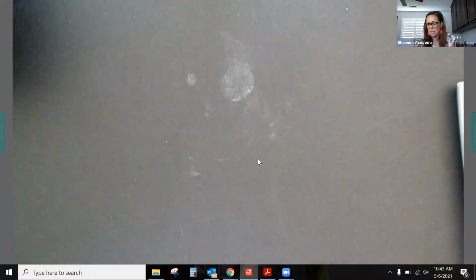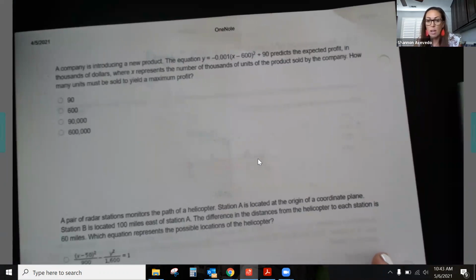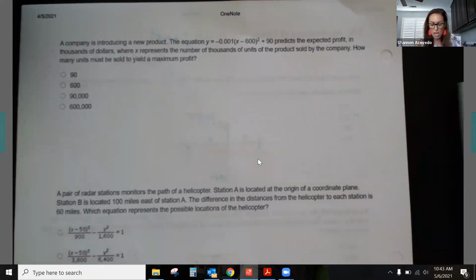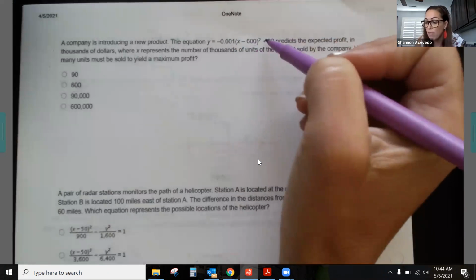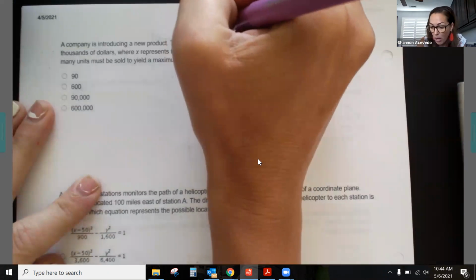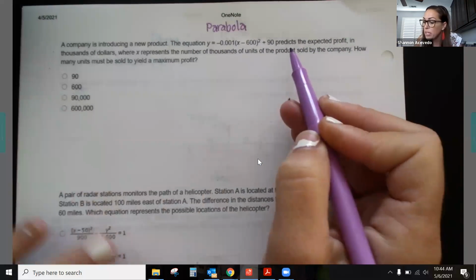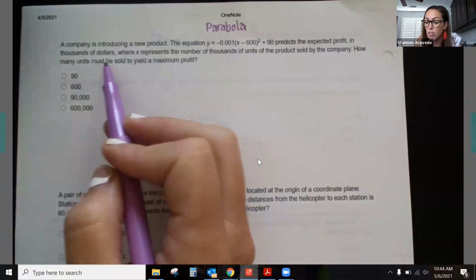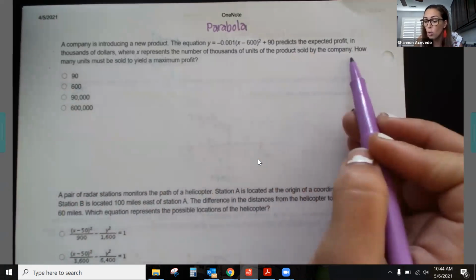Alrighty. My next one. Let's see what else we have. Okay, so a company is introducing a new product and they give us this equation. It's not squared everywhere; it's y equals, and I only have a squared here with the x. This is an example of a parabola. This is just a parabola. It predicts the expected profit in thousands of dollars, where X represents the number of thousands of units of products sold by the company.